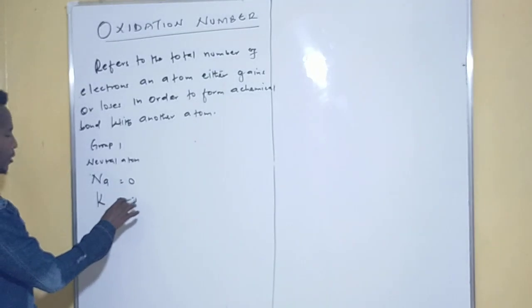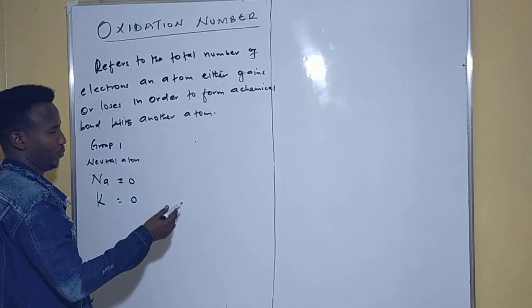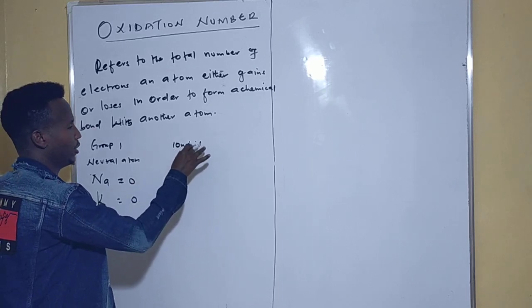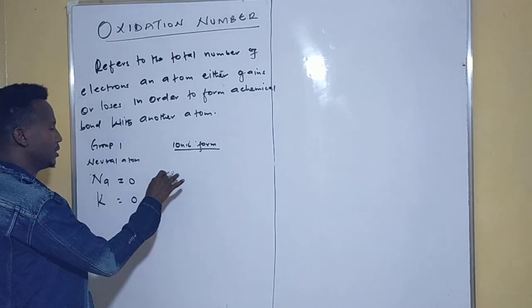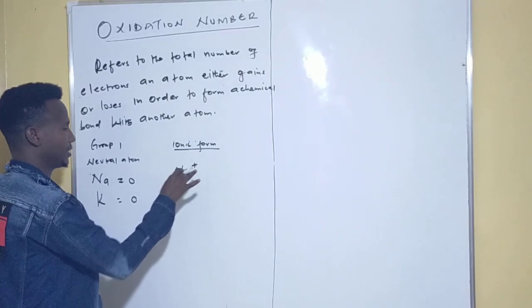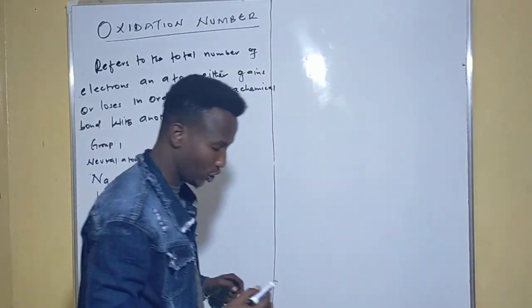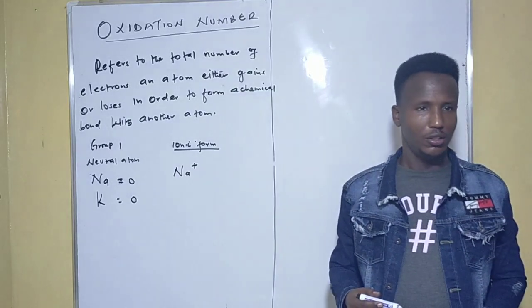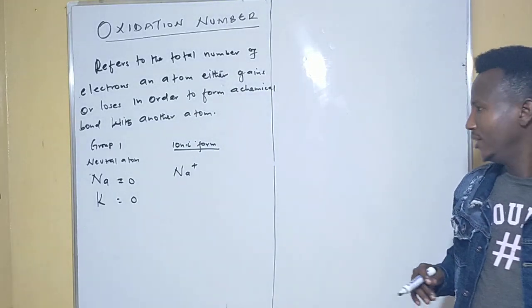Potassium, its oxidation number is also zero because this is a neutral atom. But in ionic form, when they are in ion, look at this point. In ionic form, sodium is written like this, Na plus. What do we mean? We have learned ion formation in our previous video, remember? You must have watched that video so that you understand this better, okay?